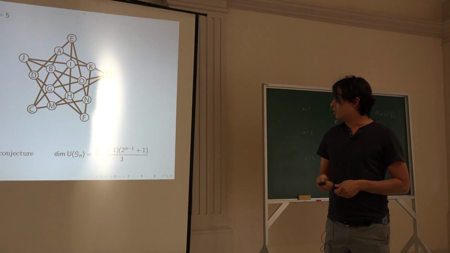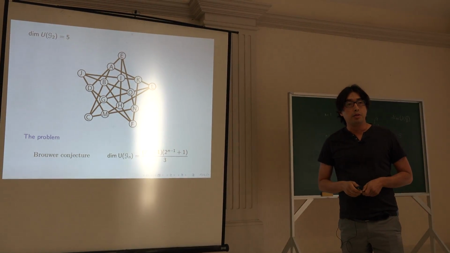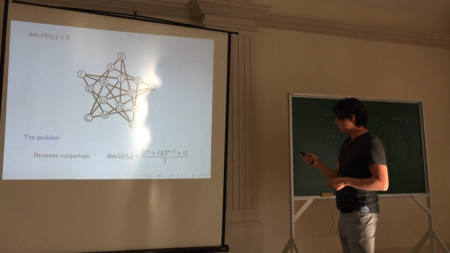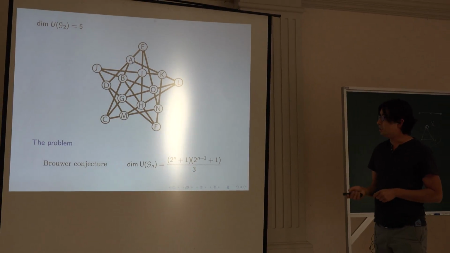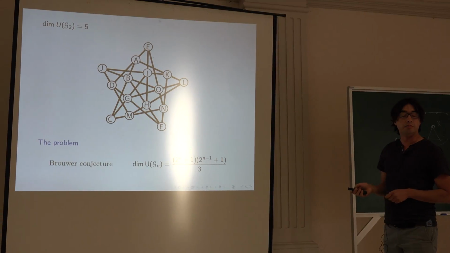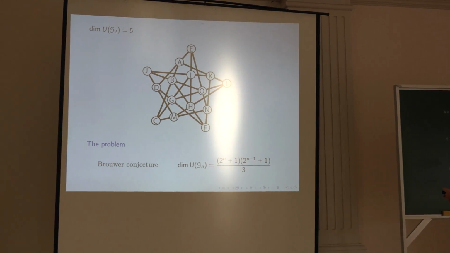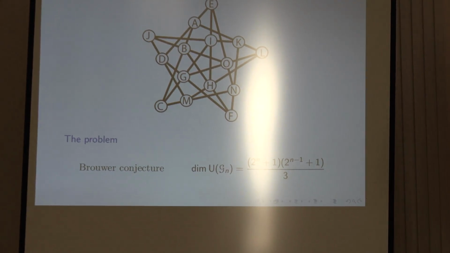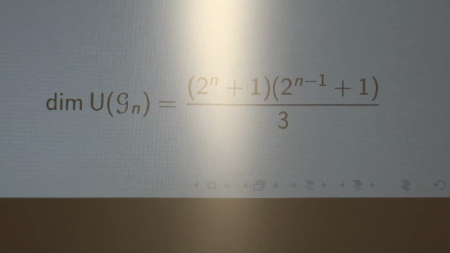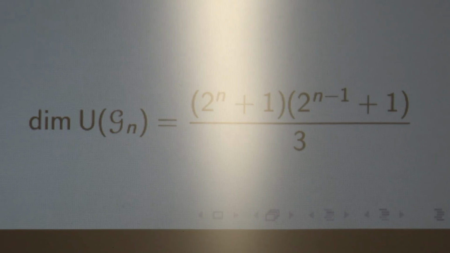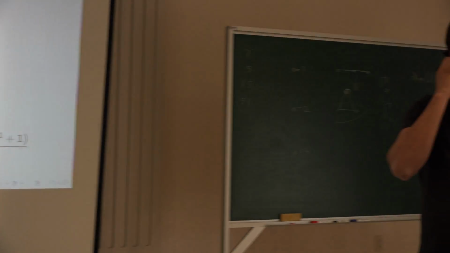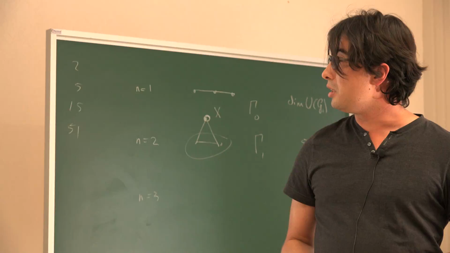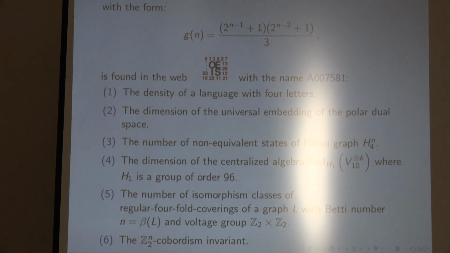But the problem I was interested in is to prove that if we increase n, then this dimension is equal to this value. And this value is 2, 5, 15, 51, and we can follow. But that was something in my PhD thesis, and we can skip it.